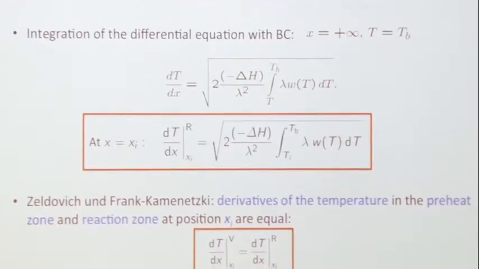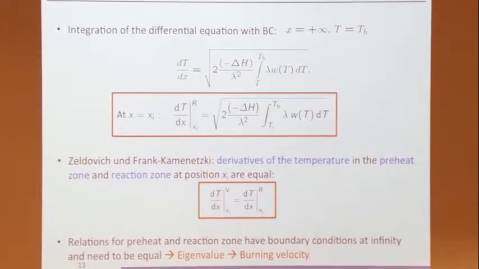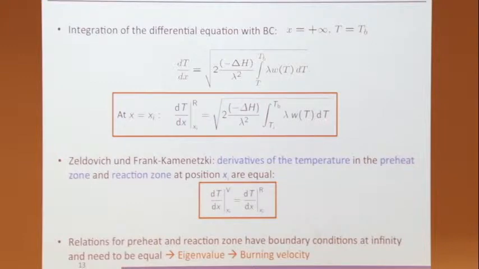So I integrate this from xi to infinity. At infinity, the gradient is 0, so I just get dT/dx here is equal to the temperature integral of the reaction source term, or the square root of this. Okay, this is what it is. Okay, so now I have a solution for the temperature gradient in the preheat region and one in the reaction zone, right?